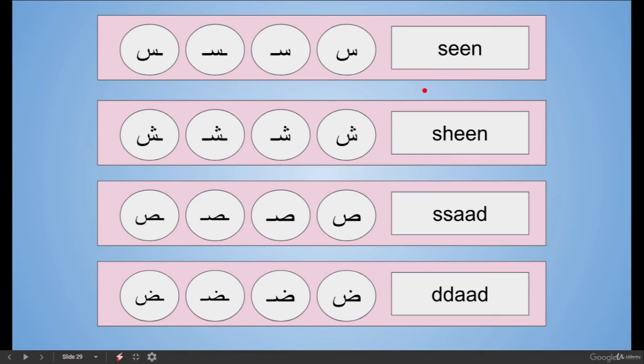In this lecture, we have seen 4 different letters: letter sin, shin, صاد, and ضاد, and we have seen their different shapes and sounds, and now we will be able to recognize them whenever we see them in any Arabic word. So let's do the quizzes and make sure we are very well aware of them to be able to recognize them whenever we see them.